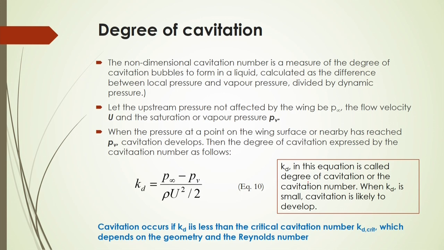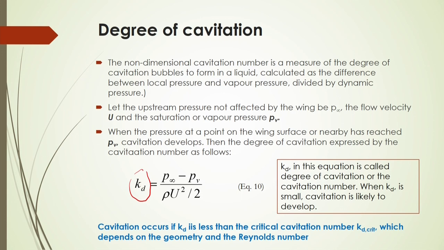So, when the pressure at a point on the wing surface, or nearby, has reached this vapor pressure PV, in that case cavitation will develop. And then the degree of cavitation, that is the intensity of that cavitation, depends on whether this pressure difference is less than or greater than the kinetic energy supplied, and based on which the degree of cavitation will be calculated. It is generally expressed by the cavitation number, denoted by KD, defined as P infinity minus PV divided by rho U square by 2. So, this KD in this equation is called the degree of cavitation or cavitation number.